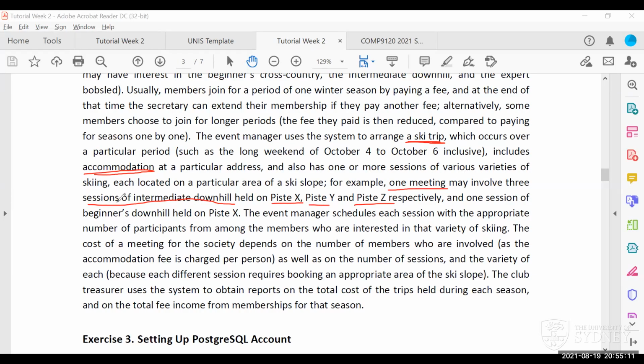And then there's also session. So what is the meeting about? A meeting can have multiple sessions of multiple varieties, for example. It could be 3 sessions of this variety, or just 1 session of this beginner's downhill variety. Okay. And accommodation, potentially we need to track that as well. And we probably need to know the fee, for example, the cost of a meeting. We need to know how much that meeting costs.